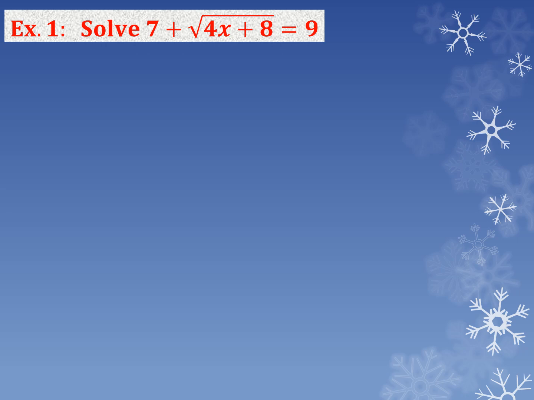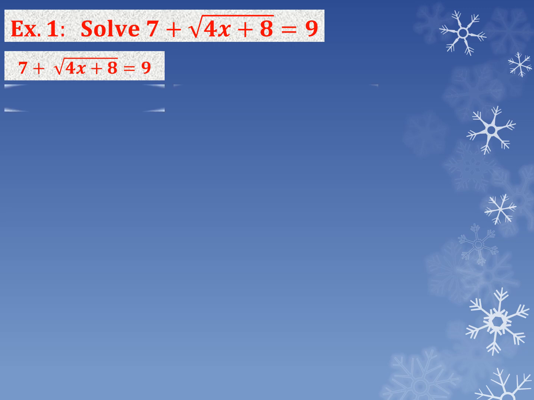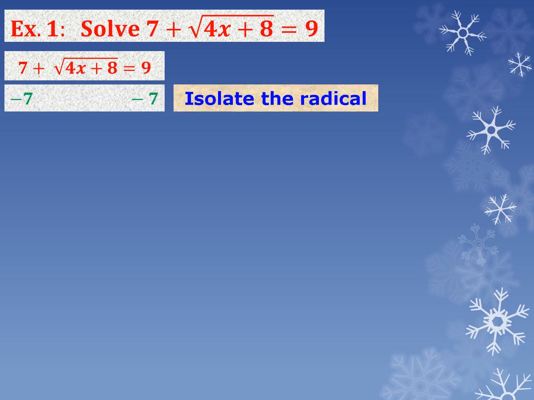Our first example wants us to solve 7 plus the square root of 4x plus 8 equals 9. Now, your main focus initially needs to be on isolating that square root. Okay, you have to isolate the radical first. So this is very similar to isolating the parentheses squared or isolating the absolute value. You want that square root by itself. So to do that, we're going to have to subtract 7 from both sides. That gives me the square root of 4x plus 8 equals 2.